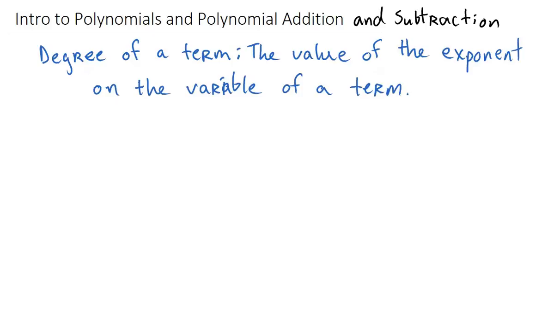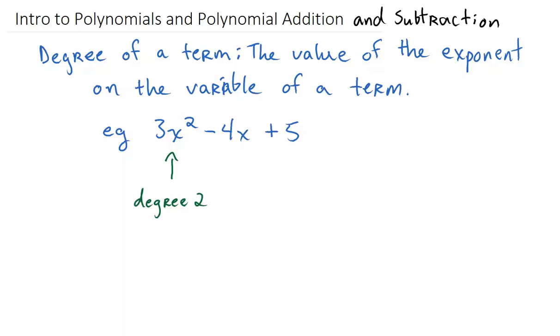Now that we have those words down for polynomials, there's some additional vocabulary that we need to talk about regarding polynomials. The first is the degree of a term, and the degree of a term is the value of the exponent on the variable of a term. So for example, if we have 3x squared minus 4x plus 5, the degree of the 3x squared is degree 2 because the exponent on the x is a 2.